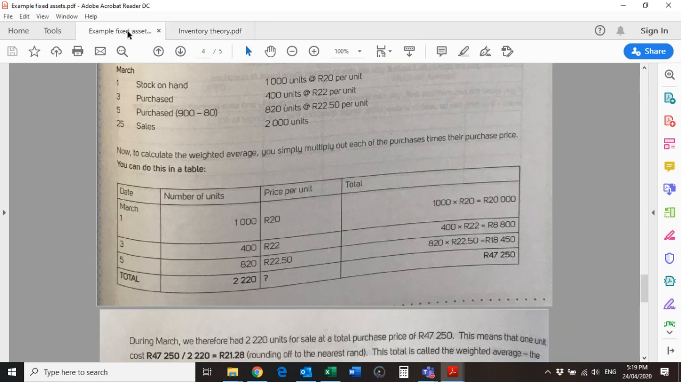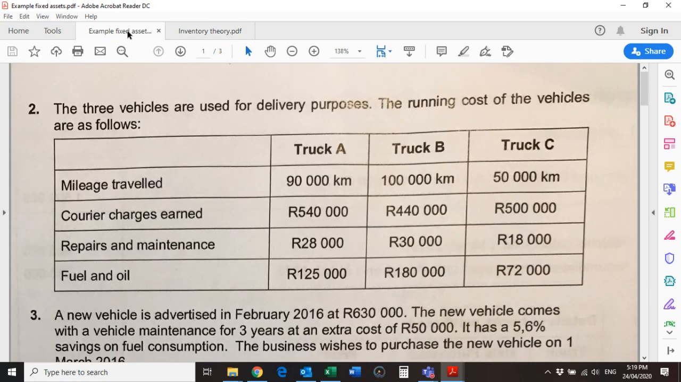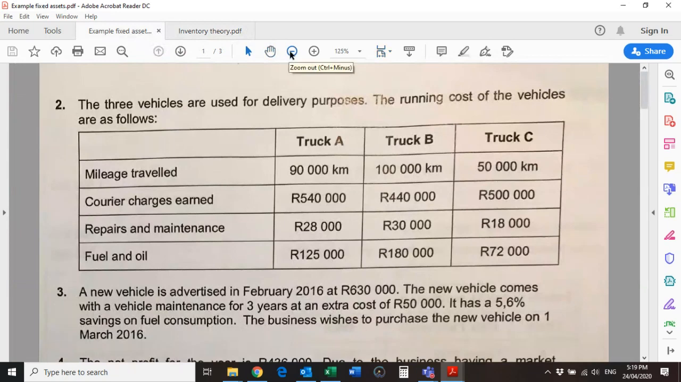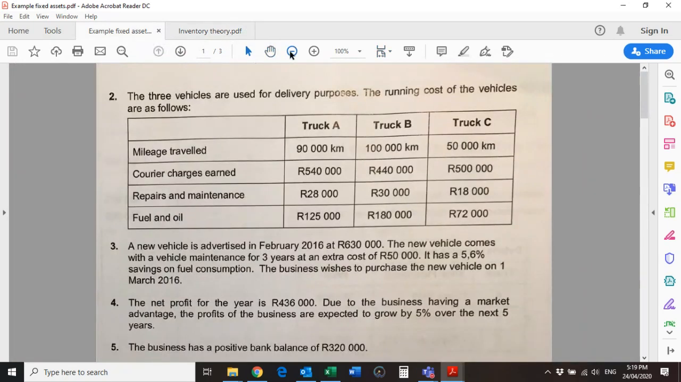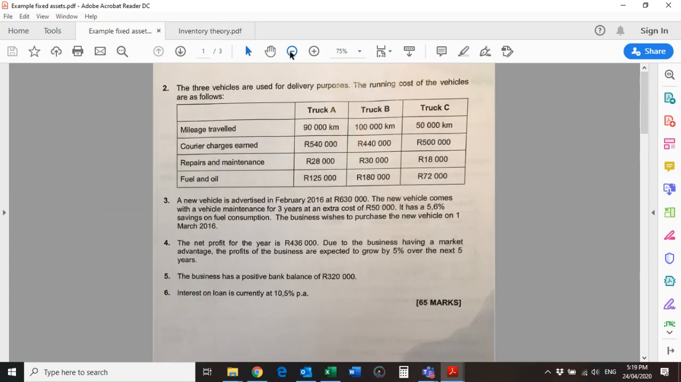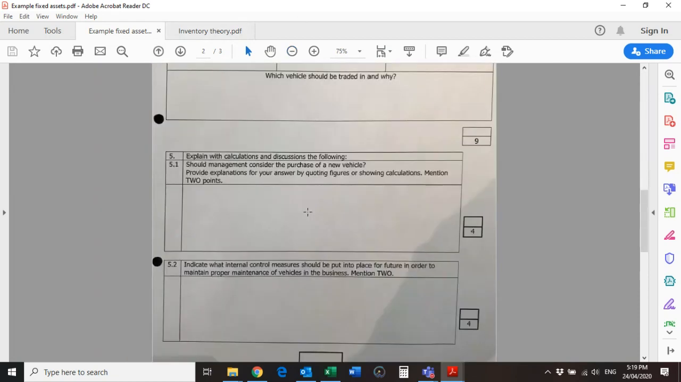But let's have a look at my vehicles, my fixed assets, and then I want to talk about my internal control. We're done with inventory. I just quickly want to show you this question, and this question also involves some control measures we might need to take into place. You will definitely get something like this. And then I want to talk about that in regards to inventory as well.